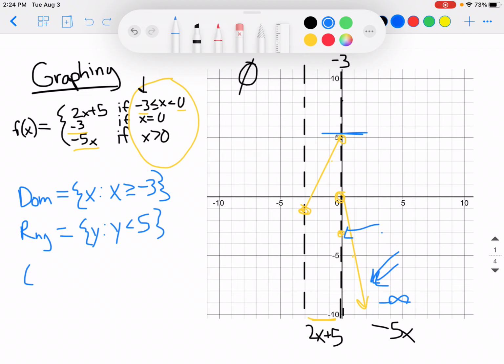The intercept, when it gets to 0, is actually right here. So we have one intercept that's going to be at (0, -3). And then we have an x-intercept that is right there, which is going to be (-2.5, 0). And there we go. There's the graph of our piecewise function, the domain and range, and the intercepts.